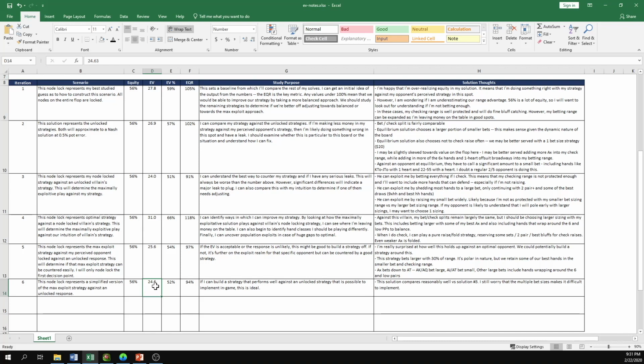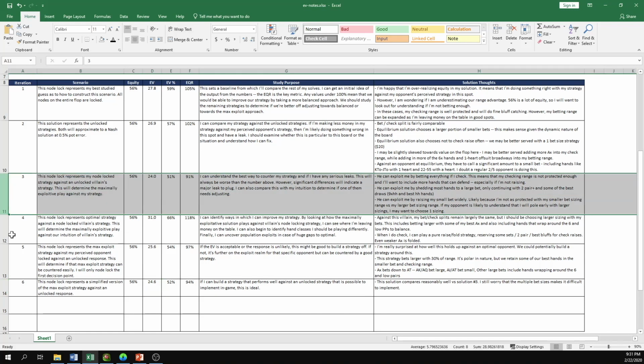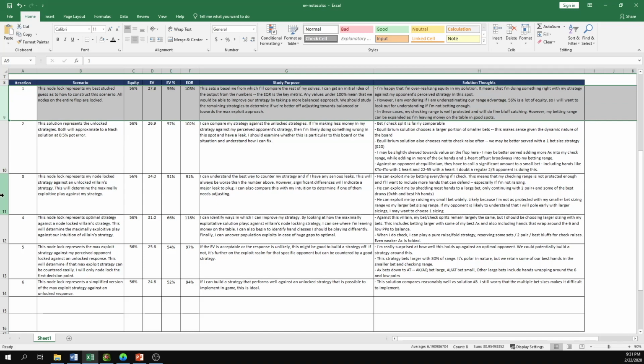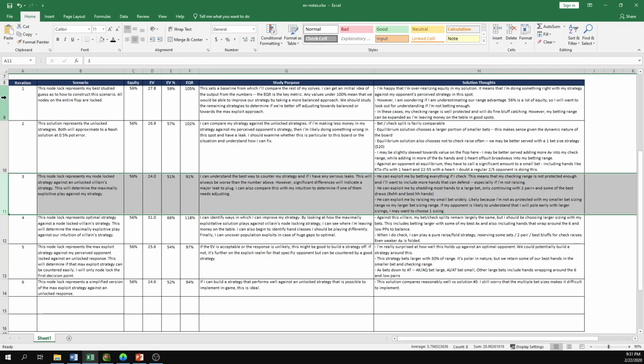And that's really what I want to compare things to. Whenever I'm comparing my own strategy against the optimal response, I want to compare it to solve 3. Whenever I'm comparing my own strategy against the villain strategy, I want to compare it to solve 1, because those are the 2 numbers that I want to improve upon. Even though the other ones are the optimal responses or the max exploit responses, these are the more realistic ones, which demonstrate what I could potentially implement in game.